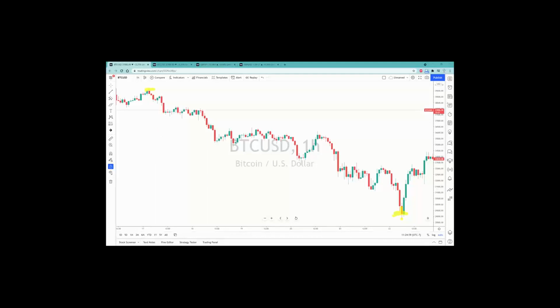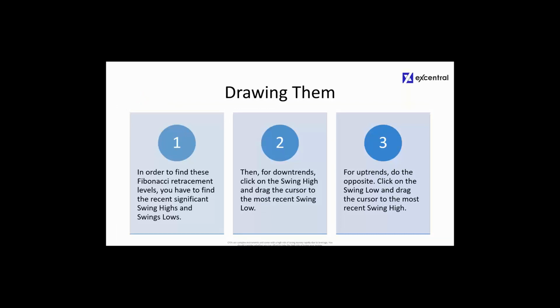Now, to put these on our charts, we were looking at a downtrend, correct? Where we just marked the high and the low. Okay. So because price ran down, for a downtrend, we would click on the swing high and drag the cursor to the swing low. So let's do this together.